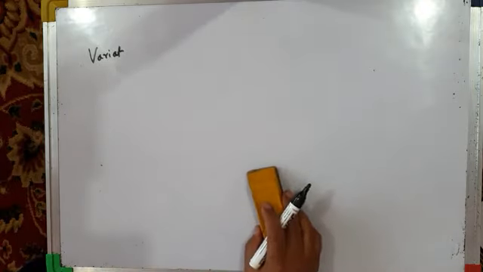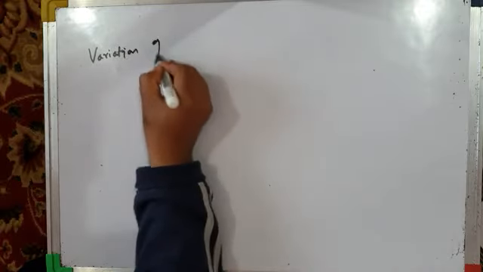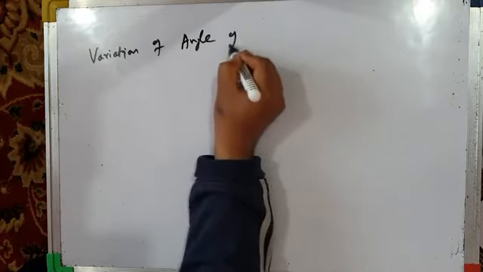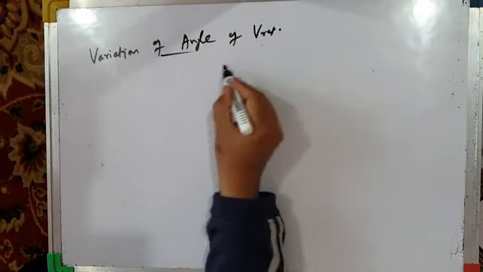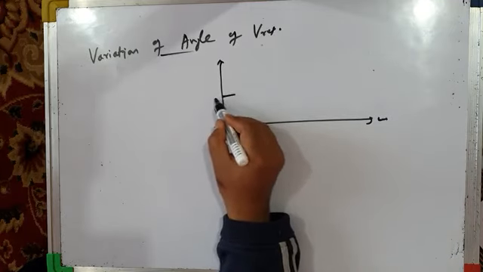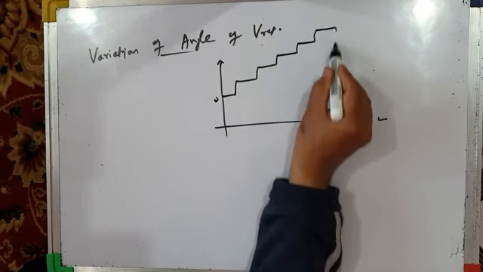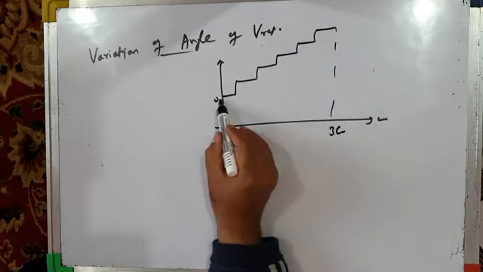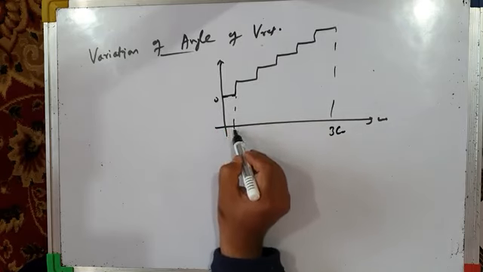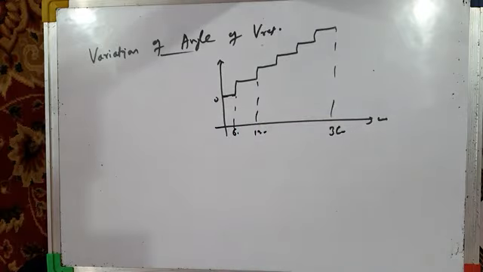Or what about the variation of angle of VDEF? Your VDEF angle varies like this: 0, sector 1, sector 2, sector 3, sector 4, sector 5, sector 6. This is 360 degrees. Your angle moves from 0 to 60 degrees, 60 to 120 degrees, and increases like this. And what type of voltages are applied?